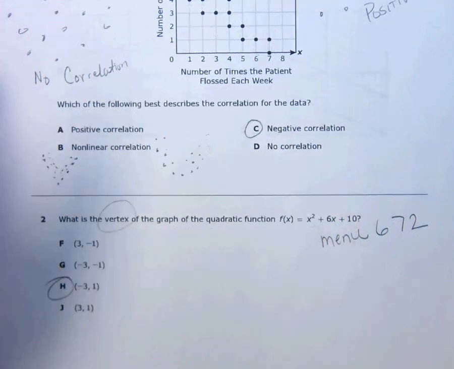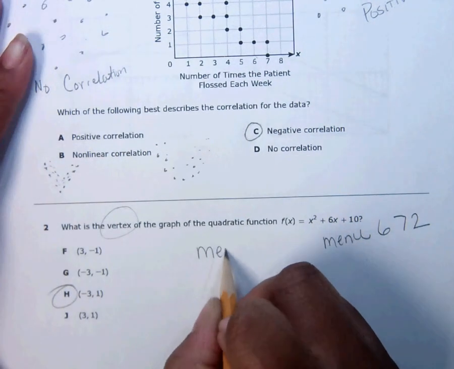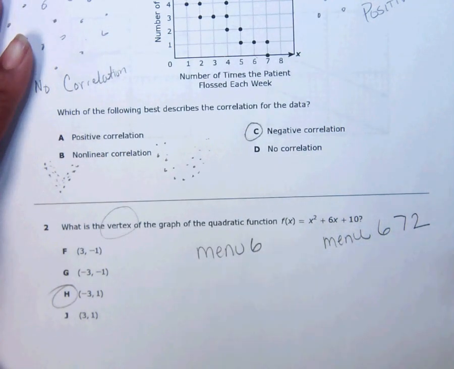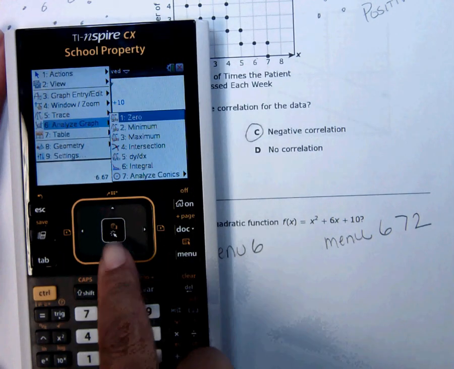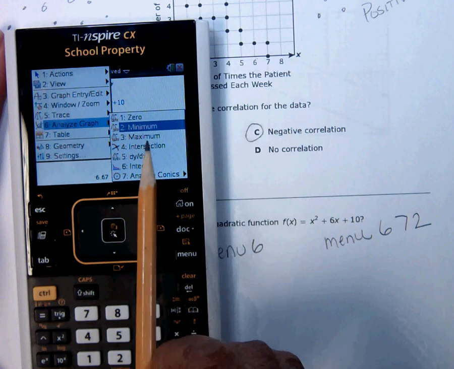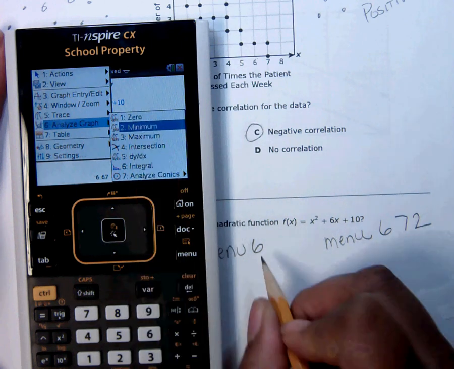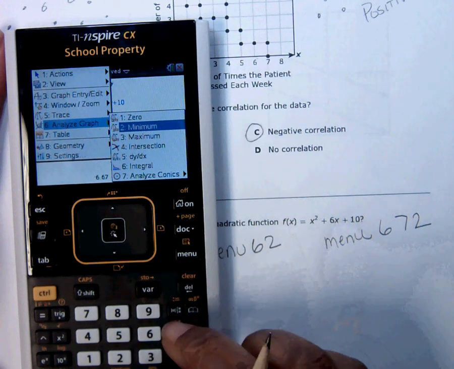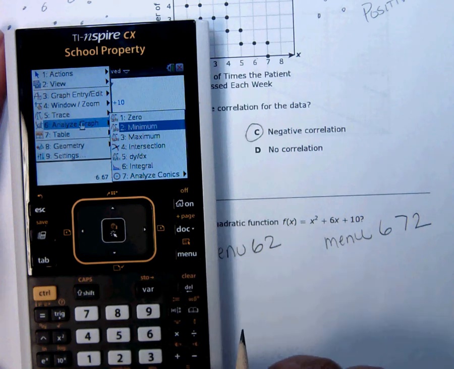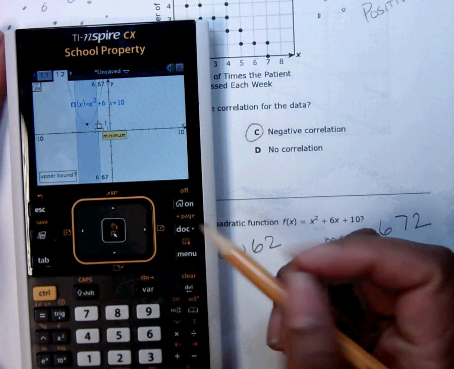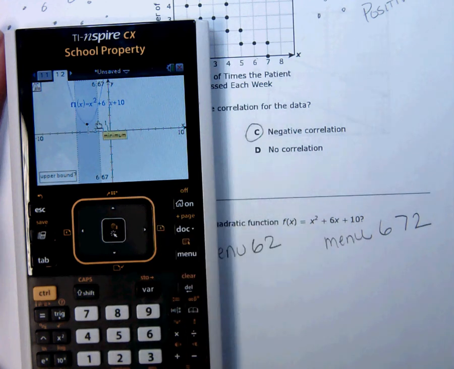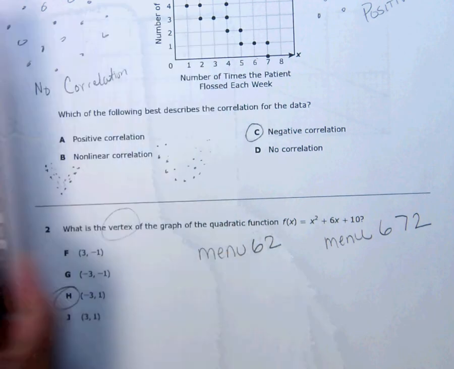Okay. You can also do menu 6 for analyze, and do the minimum here. So menu 6, 2. You can also do that. And you press enter, go to the left, click, go to the right, click, and again it's -3, 1 again. Same answer. So there are 2 ways to do it.